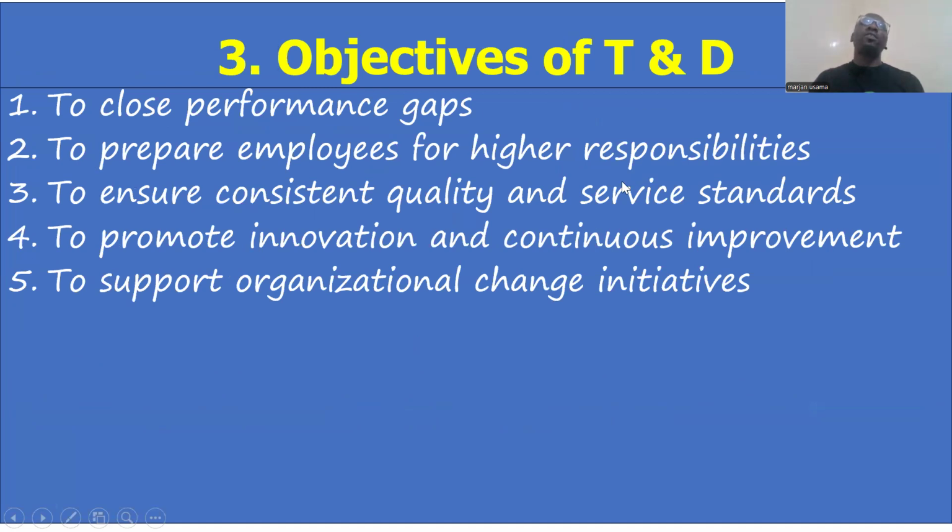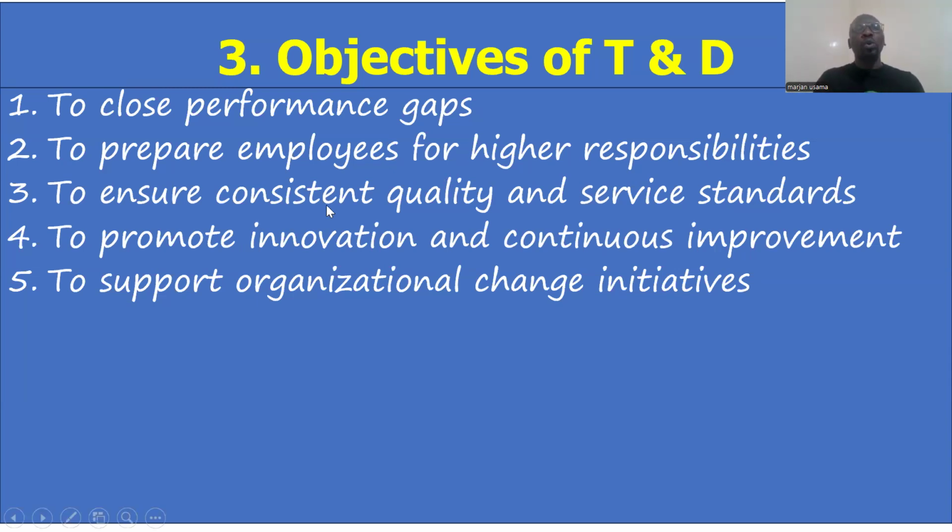Now, what are the objectives of training and development? So the objectives of training and development, number one, to close the performance gap. If the performance is not okay, if the performance is bad, we train our workers so that at least the performance can improve. Number two, to prepare employees for higher responsibility. This is what we talked about, succession planning. We are preparing them for the future jobs in the organization.